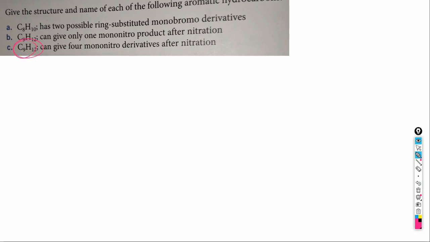Now, one more structure: C9H12 can give 4 mononitration derivatives. Just as we saw in this case, C9H12 is going to have 4 double bond equivalents, which means you need to have a benzene ring with 3 other carbons attached to that ring, either as 3 methyl groups, or a propyl group, or an ethyl and a methyl group, right? So it gives you 4 mononitration products.